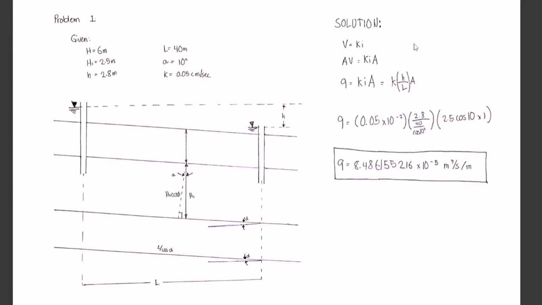Ngayon sa cross-sectional area naman, kunin natin kung gaano ba kakapal ito. Since meron na tayong given na H1, so basic trigonometry na naman. So, ang thickness na to ay H1 cosine alpha. So, H1 natin ay 2.5, kaya naging 2.5 cosine 10 degrees times 1. Calculate lang natin lahat ng to, makakakuha tayo ng flow rate na 8.486155216 times 10 to the negative 5 cubic meters per second per meter.